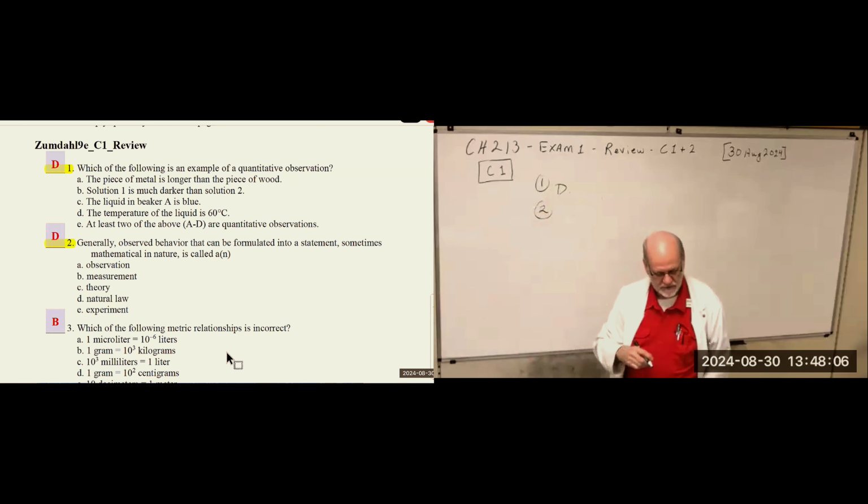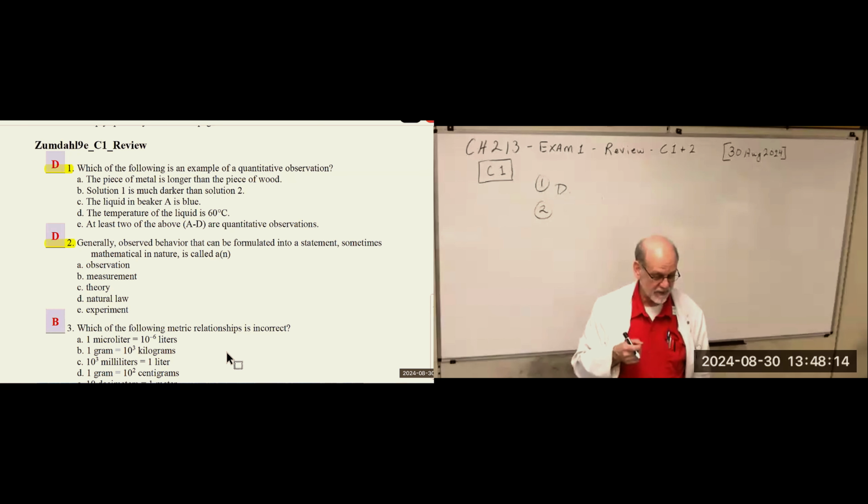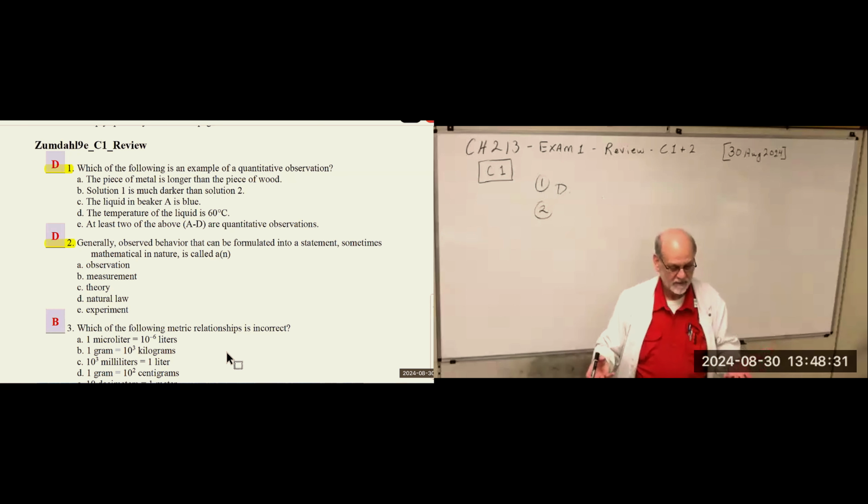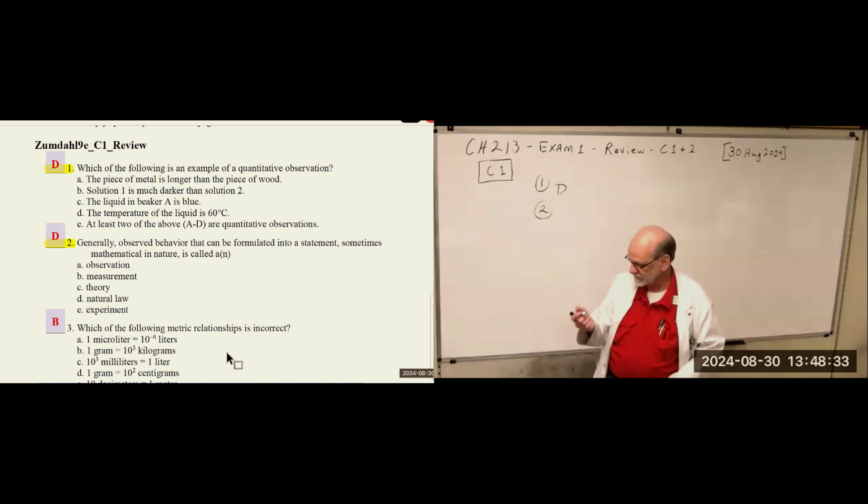Okay. I'll just leave them up there until I need the space. Number 2, generally observed behavior that can be formulated into a statement, sometimes mathematical in nature, is called a theory or a natural law. Because we're not trying to explain why, it's just generally observed behavior, so that would be a natural law. D again.